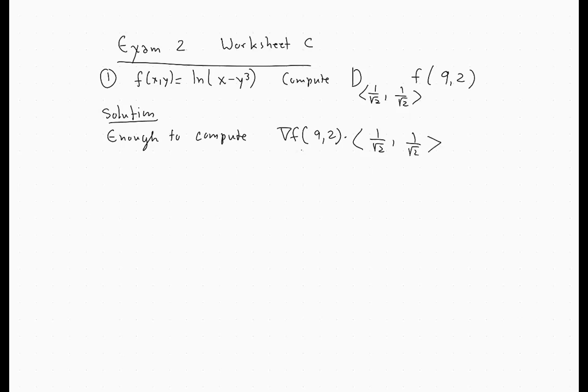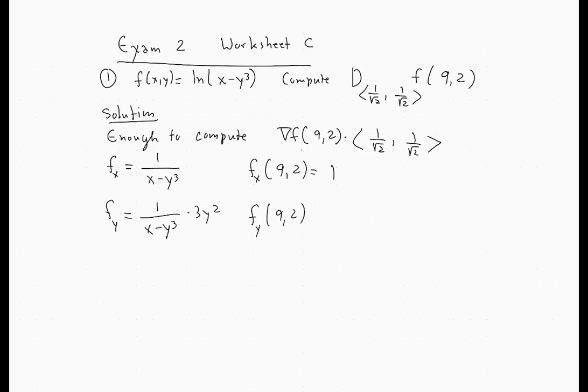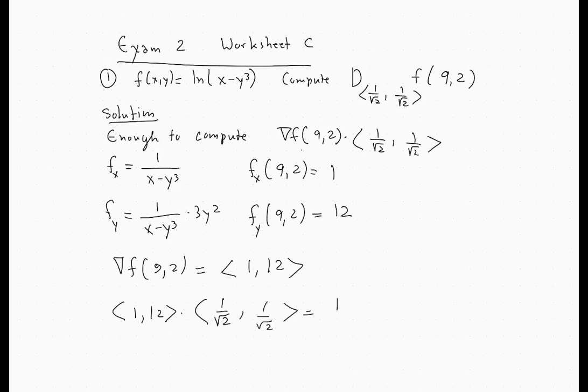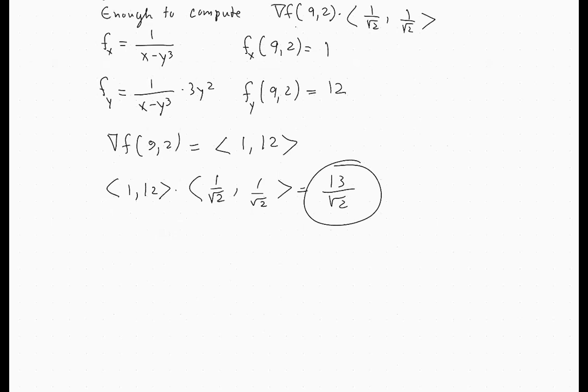So to find the gradient, we find the partial derivatives, 1 over x minus y cubed. f sub x at (9, 2) is equal to 1. And f sub y is 1 over x minus y cubed times 3y squared. And f sub y of (9, 2) is going to be 12. So our gradient at the point (9, 2) is equal to (1, 12). And if we take the dot product of (1, 12) with (1 over square root of 2, 1 over square root of 2), then we simply find 13 over square root of 2, which is the directional derivative that we're looking for. Let's go to problem 2 now.